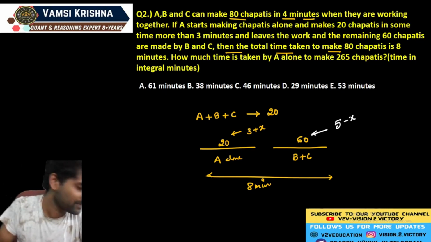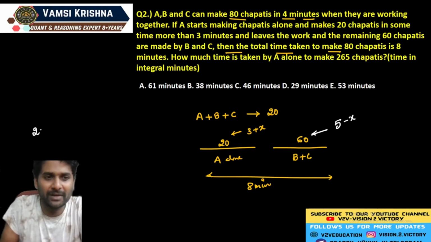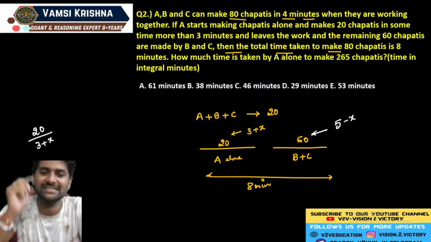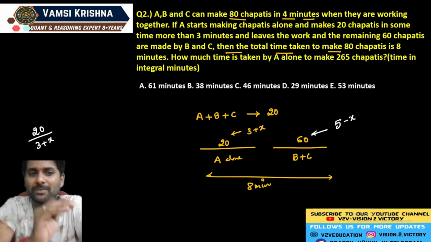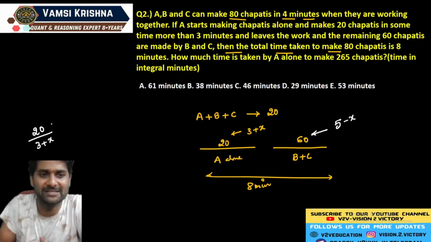Hope it's clear. Another question: every 1 minute, for 20 chapatis it takes 3 plus x minutes. So every 1 minute it makes 20 divided by 3 plus x chapatis. And what about the 60 chapatis? For 60 chapatis, here A together, here B and C together.